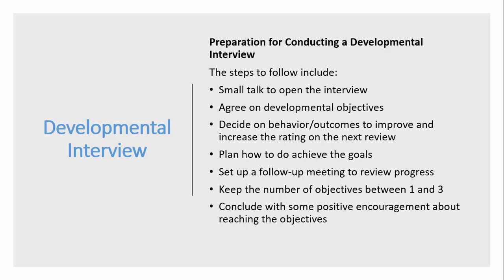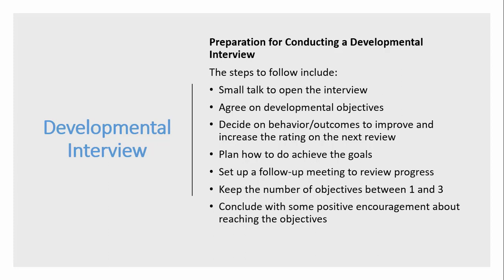So you then agree on the developmental objectives, so those areas that need to be developed and what they are. I also suggest that you take time to talk about why these objectives are the important ones. We need to understand how our behavior impacts others that we're working with and the whole organization. Remember that vertical alignment that we want to have and that horizontal alignment that we want to have.